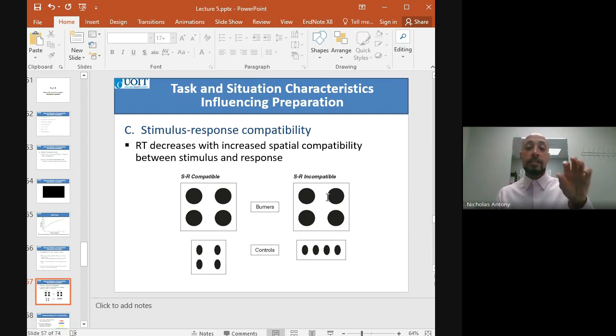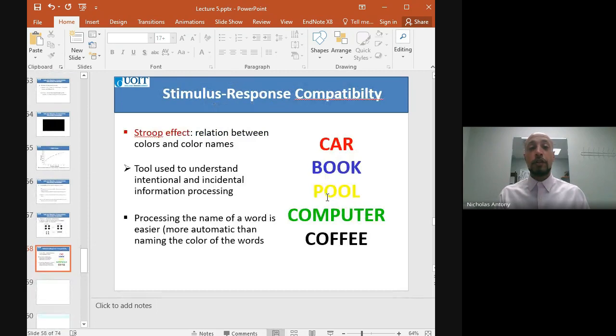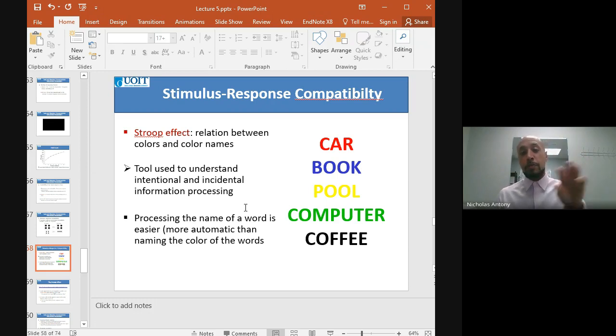When the stimulus is presented in a way that more closely resembles the response required, it decreases reaction time because it decreases the amount of processing. Here's another example of that, and this is what we're going to do in the lab, a Stroop effect. In this case, it's not a spatial stimulus response compatibility. It's trying to read out words that are colors.